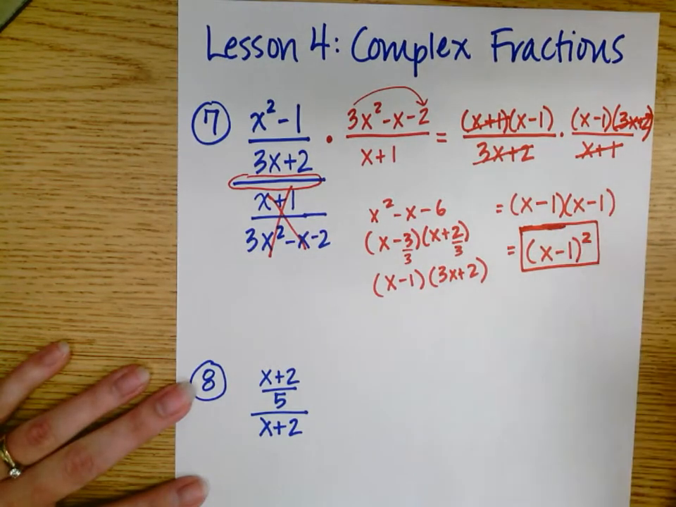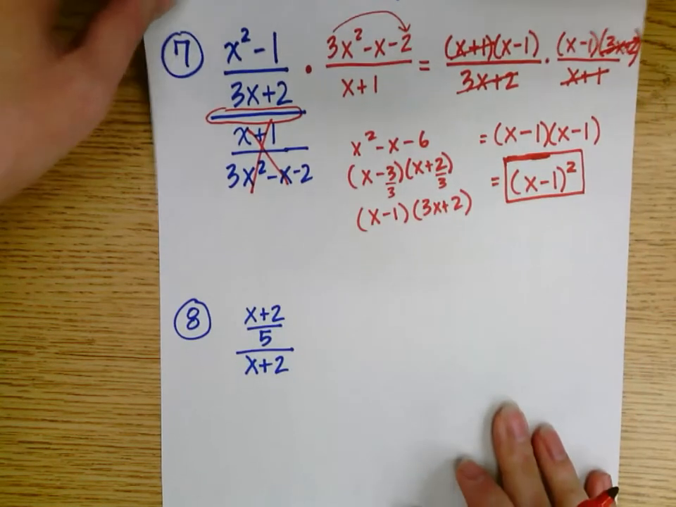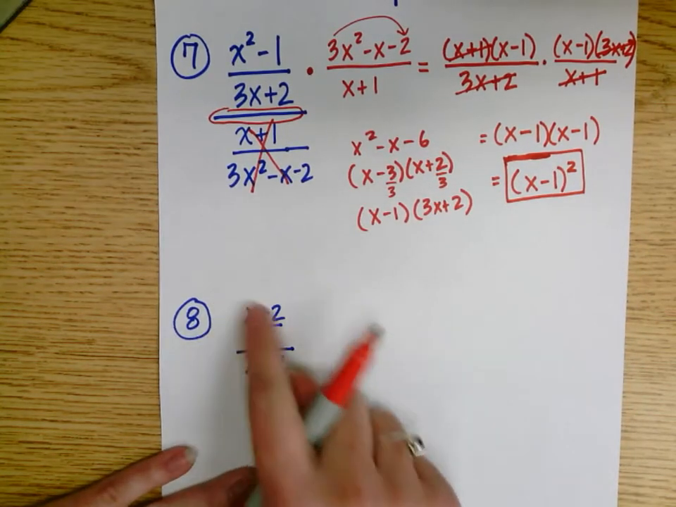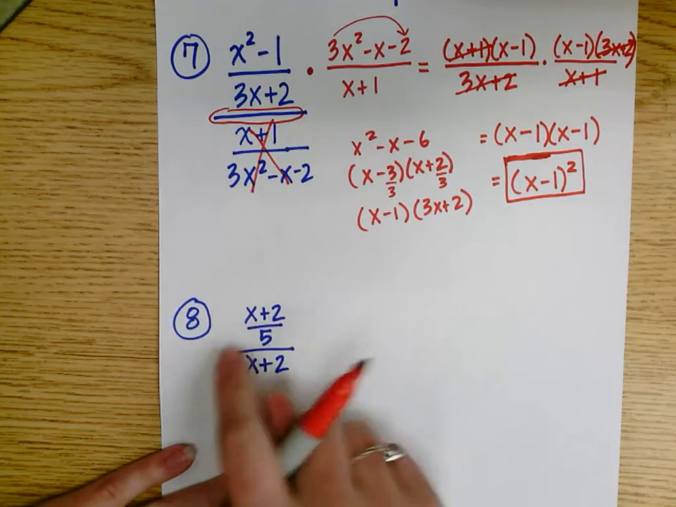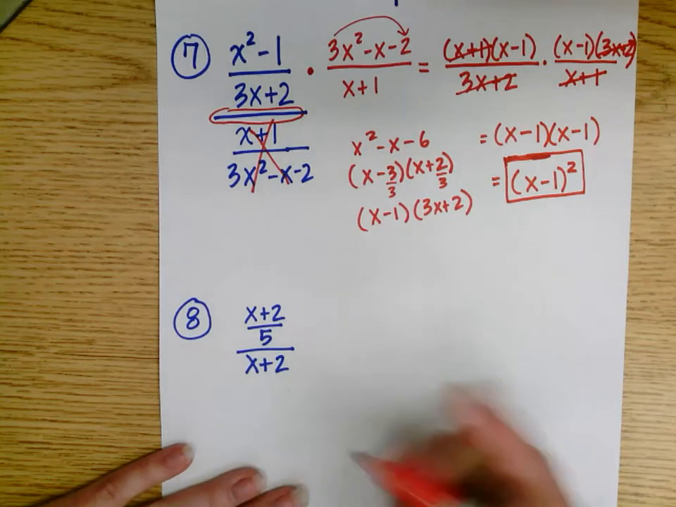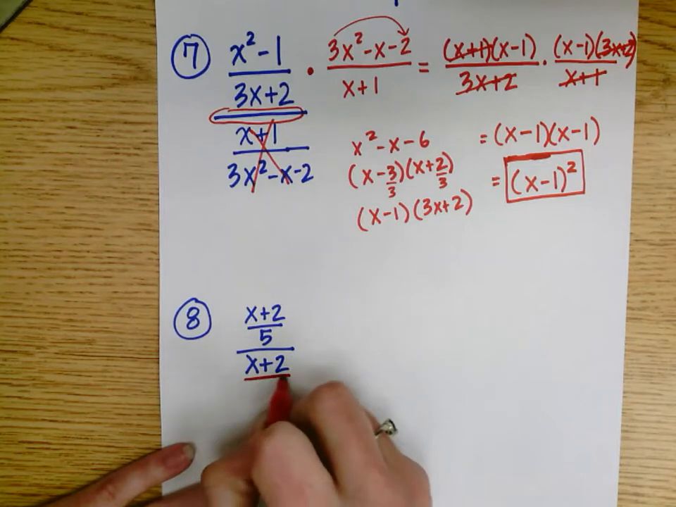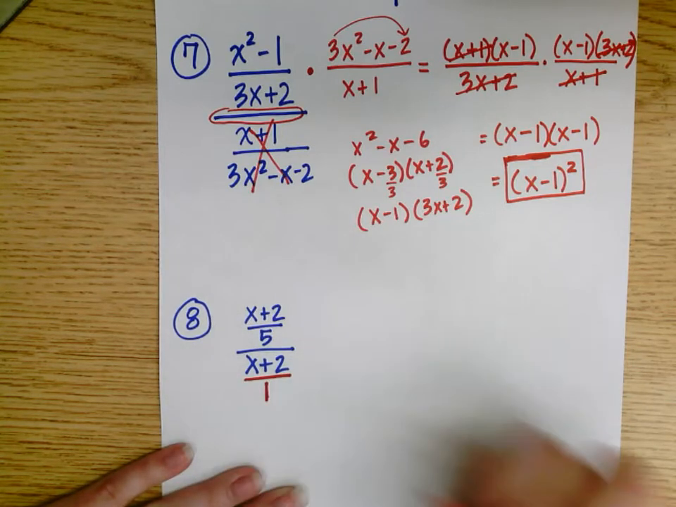Alright, so last one in this lesson, and then we'll move into lesson 5. Alright, so we're still going to do our keep and then change this to multiply, but then we're going to reciprocate this. We got a small problem though. This is not a fraction right yet. Let's give it a denominator, x plus 2 over 1.